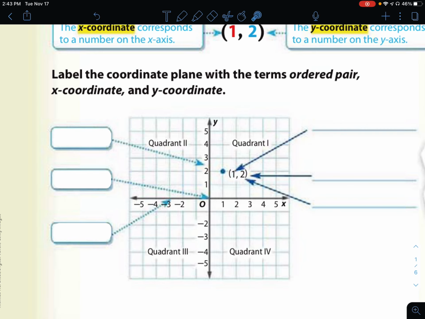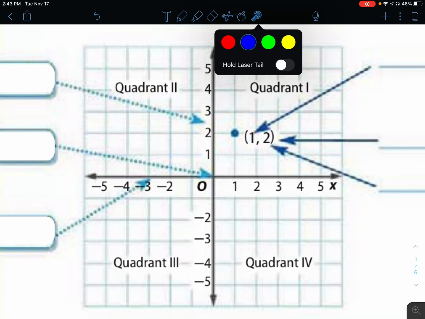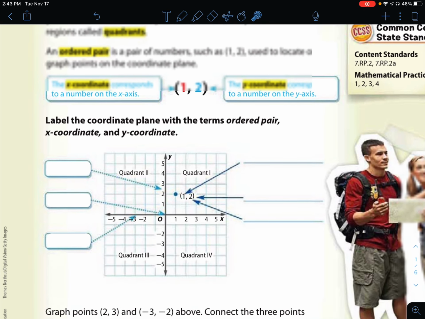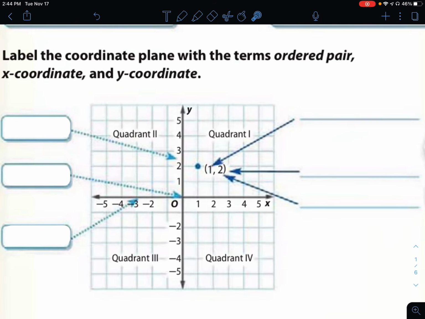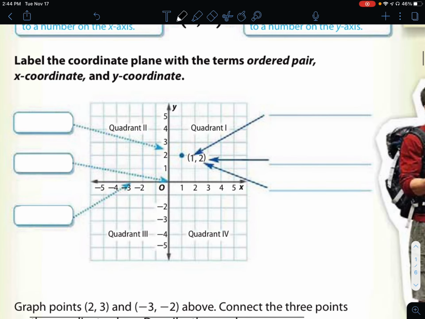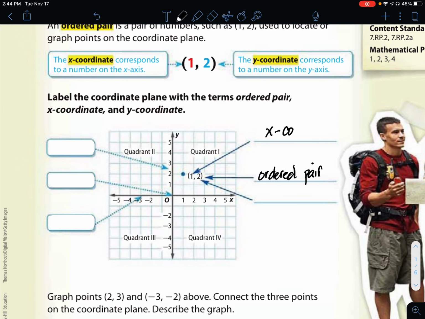This is your coordinate plane. Remember the definition: a type of grid that forms when two number lines intersect at their 0 points. These are your two number lines, a vertical number line and a horizontal number line. They intersect at the 0 points, and it's divided into four quadrants: quadrant 1 right here, quadrant 2, quadrant 3, and quadrant 4. We also defined (1, 2) as our ordered pair, so we can label our coordinate plane. Write this down in your book as you go along with me. 1 we know for a fact is our x coordinate, and 2 is our y coordinate.